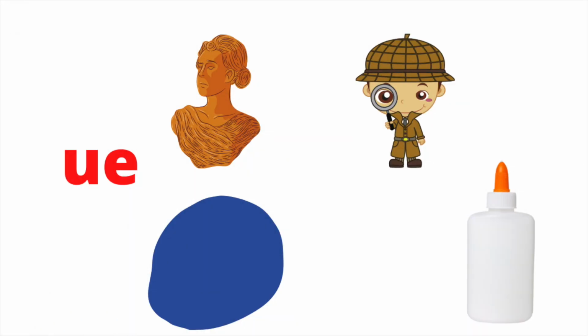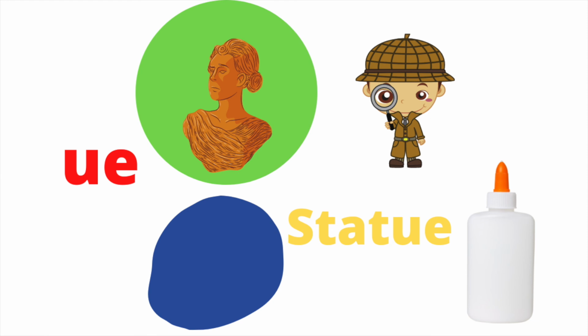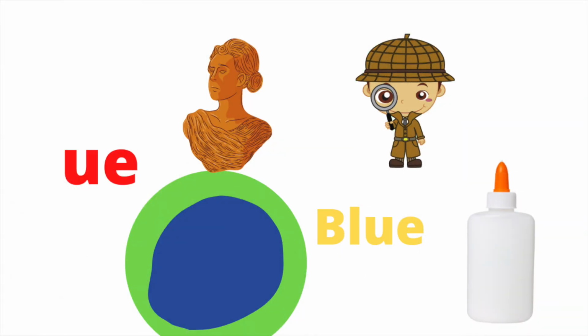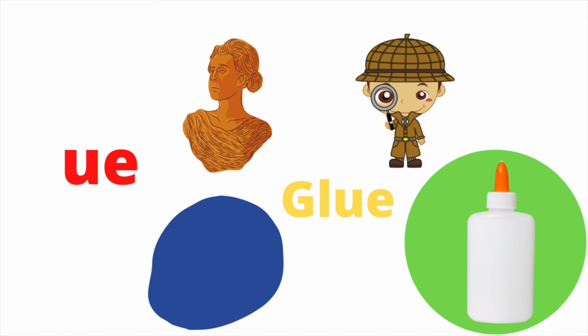UE has a short U sound. Ooh, statue. Clue, ooh. Ooh, blue. Ooh, glue.